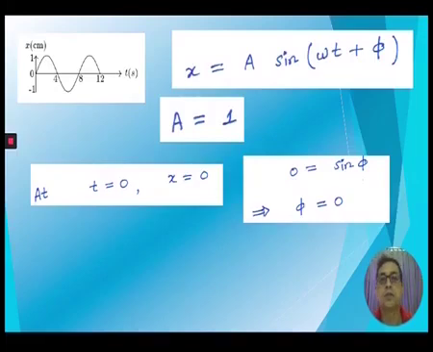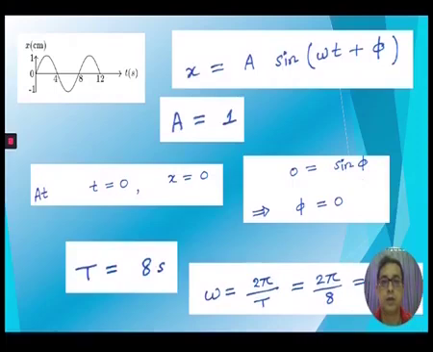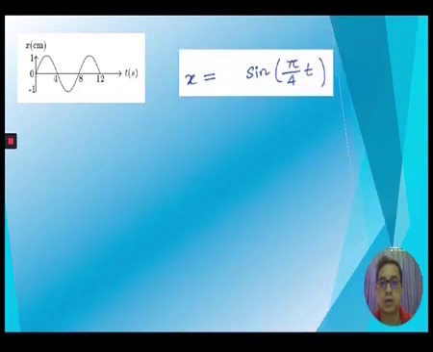What other information can you have? If you look at it carefully, another piece of information is the time period. From here you see the time period is simply 8 seconds, so T is equal to 8 seconds. If you know the time period, you can find out the angular frequency, which is 2 pi by time period. So angular frequency will turn out to be 2 pi by 8, which is pi by 4 per second. So you have A equal to 1, omega equal to pi by 4, phi equal to 0. So your x is simply sin(pi by 4 t).